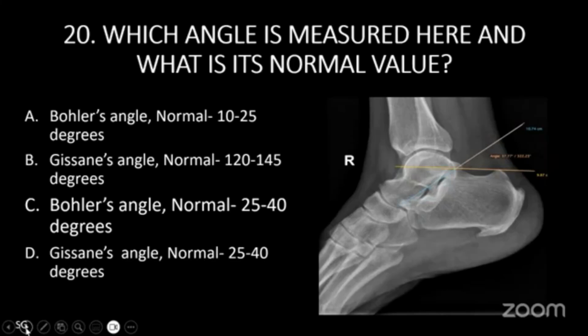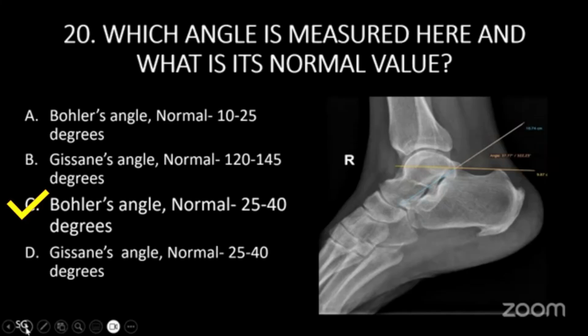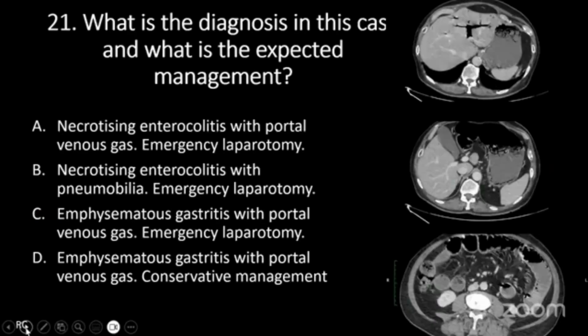In normal lateral ankle view, the Bohler angle should be between 25 to 40. If it is less than 20, it means depressed calcaneal fracture. Please read about the Gissane angle if you are interested.